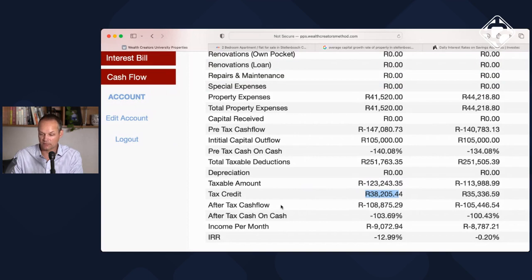So my actual after-tax cash flow is only 108. Remember, it's that 150. That's the actual money that's going to flow from my bank account. But at the end of the tax year, SARS is going to deposit 38,000 rand into my bank account, which means that I only need to budget for 108,000 rand.